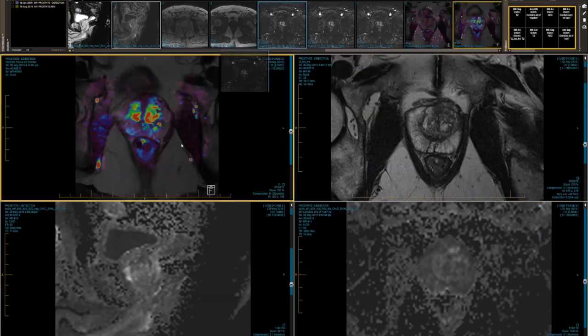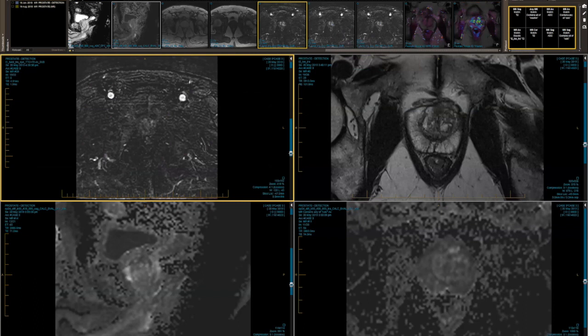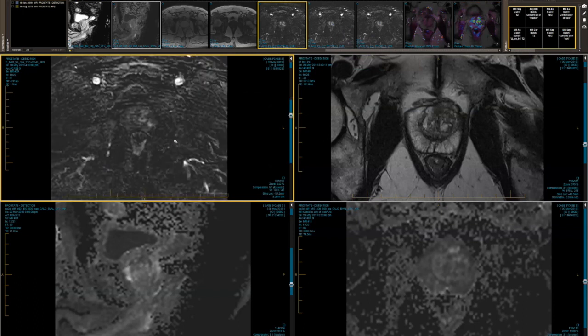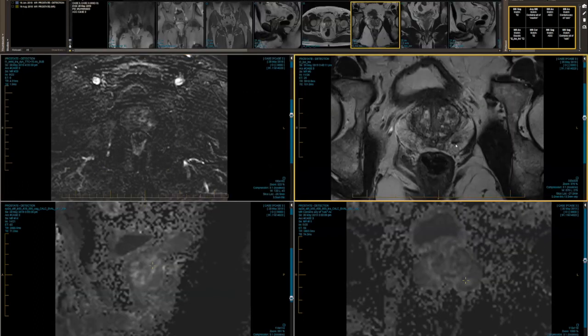And if we look at the early subtracted images, which are the ones that I use mostly, there's nothing that's really focally enhancing. Maybe a little bit here on the left, but the ADC just does not get low enough for me to be excited about the left-hand one. So I think this is a single lesion involving the anterior peripheral zone, transition zone junction, or anterior fibrous stroma, and I've called that a 4.